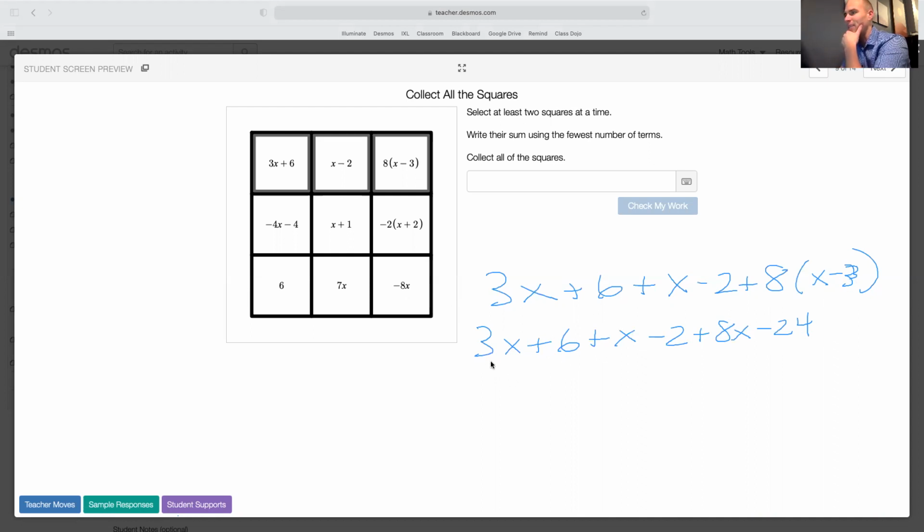All right, so now let's collect the x's. We got 3x, 1x, 8x. They're going to make 12x. And then let's see here. 6 minus 2 minus 24. I should say negative instead of minus. What do we get? Well, 6 minus 2 is positive 4. You add that to negative 24. I think you're going to get negative 20. So 12x minus 20. All right, so let's try that.